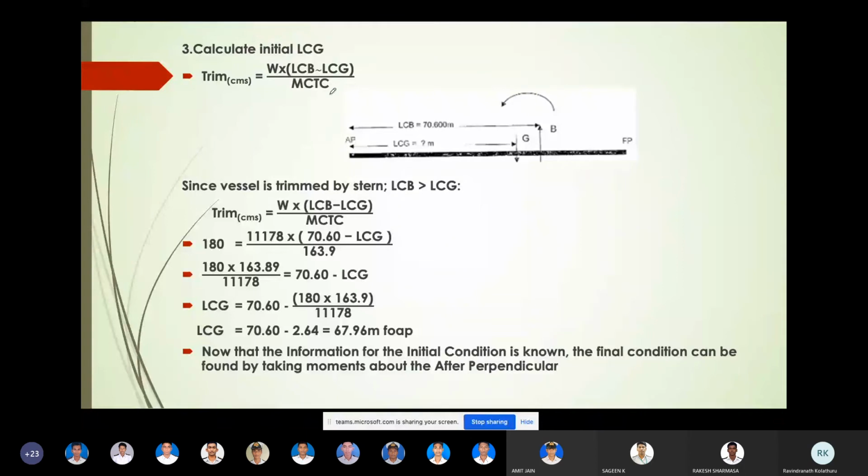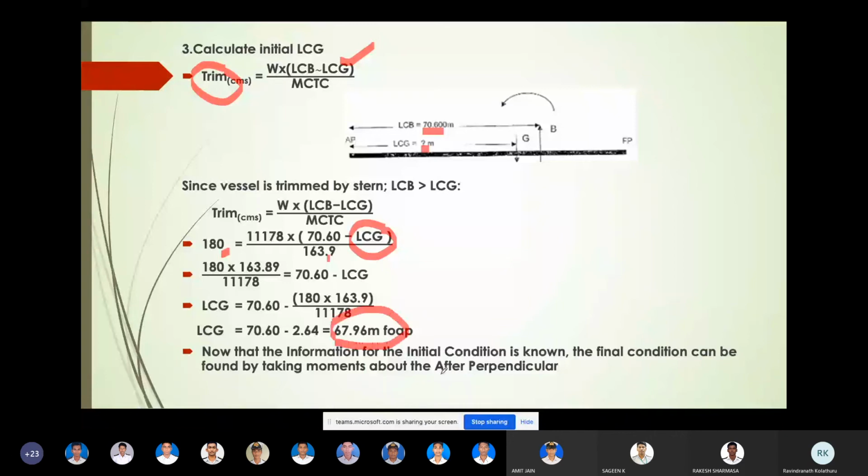Okay. So in this, I know the trim of the vessel. I know all these data. The only data which I don't know is LCG. You see, LCB data I know. I don't know the value of LCG. So I apply it in the formula. All other data are known to me except LCG. So I rearrange and get the value of LCG to be 67.96.